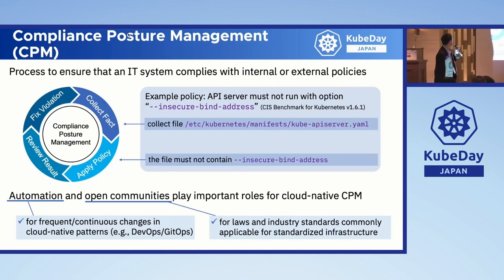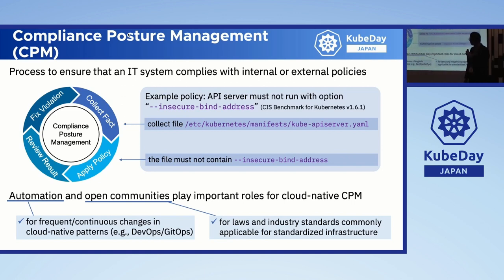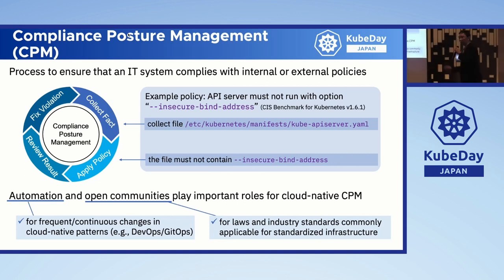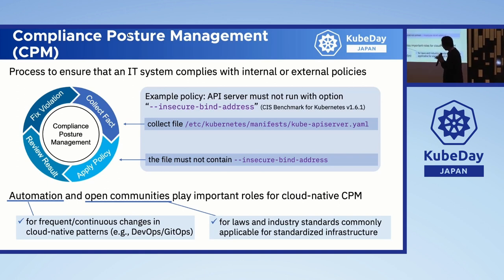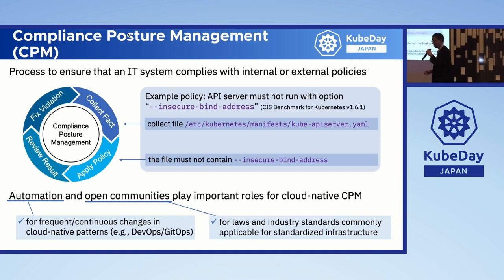Compliance posture management is the process to ensure that an IT system complies with internal or external policies. You may wonder what the difference is between security and compliance. Compliance policies often contain many security rules, like the minimum password length should be longer than 8 characters, or the length of encryption keys should be 1024 bits or larger. But the important difference is that in the compliance process, we need not only to configure the IT system securely, but also to ensure or check that the system is configured as expected. That's the difference.